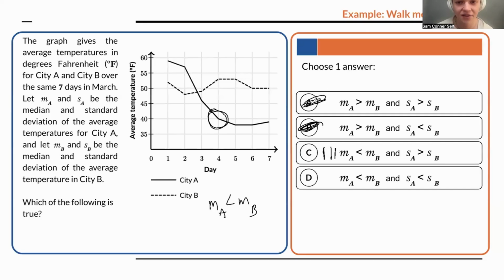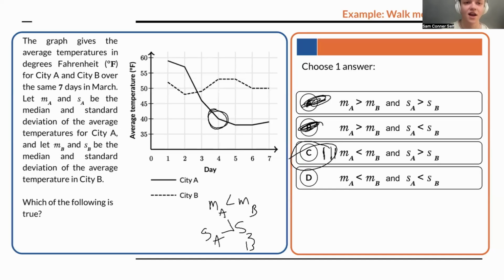So we can eliminate B and A because they say that the median for city A should be greater than B, which we know is not true. And then looking at standard deviation is just going to be the distance from, like I said, the mean. And so looking at this graph, you just have to decide which one has greater distance from the mean. And so looking at this, we see that city A has a greater change in the data than city B. So we can say that the standard deviation of city A is actually going to be greater than the standard deviation of city B, which will make C correct.